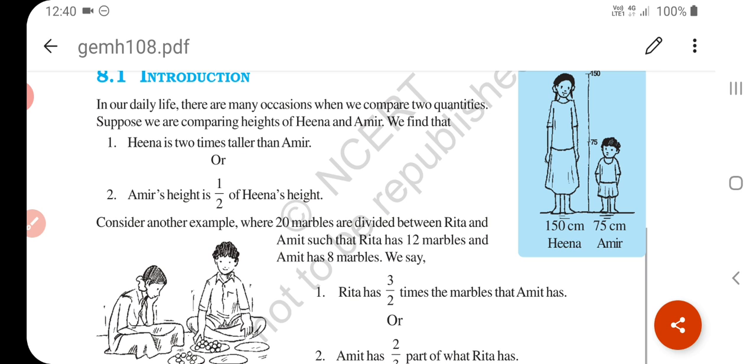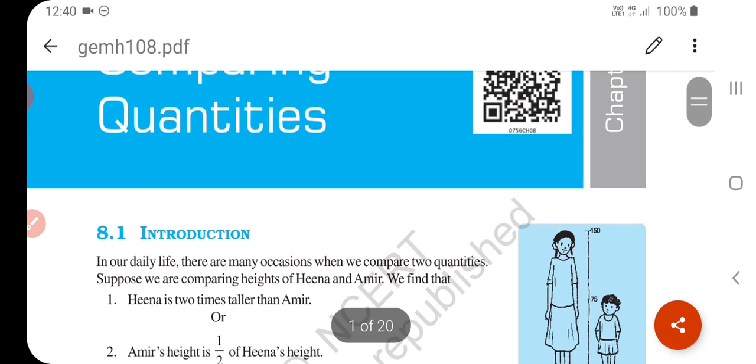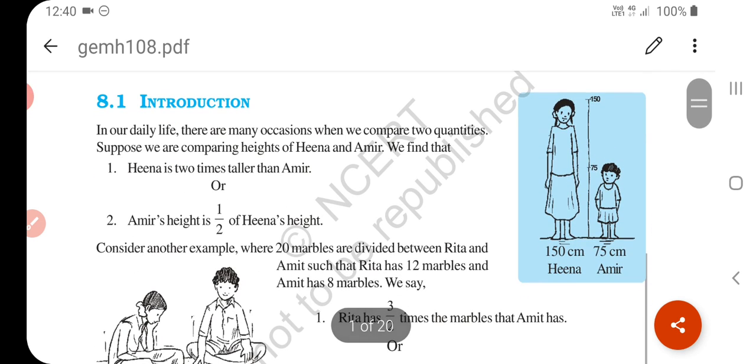Okay, our chapter is comparing quantities. In this chapter we learn about ratio. Two numbers or quantities can be compared in two ways, that is either by subtraction or by division. So ratio is a way of comparing two numbers by division.